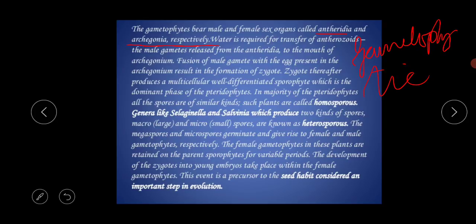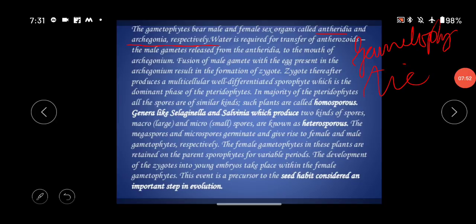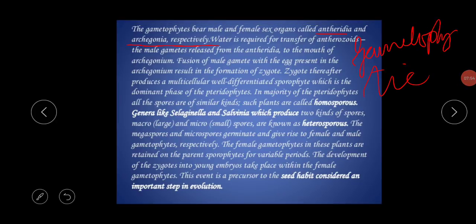This gametophytic phase is the phase where sexual reproduction takes place. I think all of you know this. For sexual reproduction we need a male sex organ and a female sex organ, and a male gamete and a female gamete. So we need these for sexual reproduction.